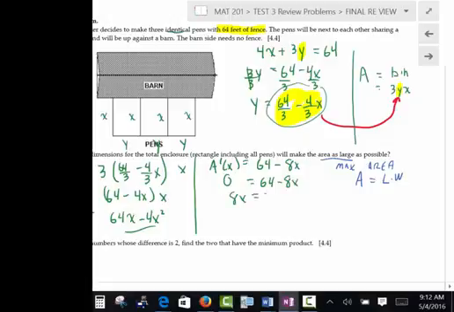So that's 8x equals 64. Divide by 8. That'll give x equals 8. So that's the dimension that you get there. Now what else do you got to do? Got to find y, because you're asked for the dimensions.